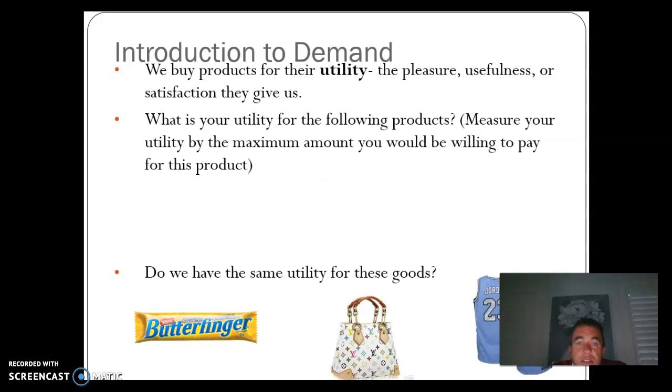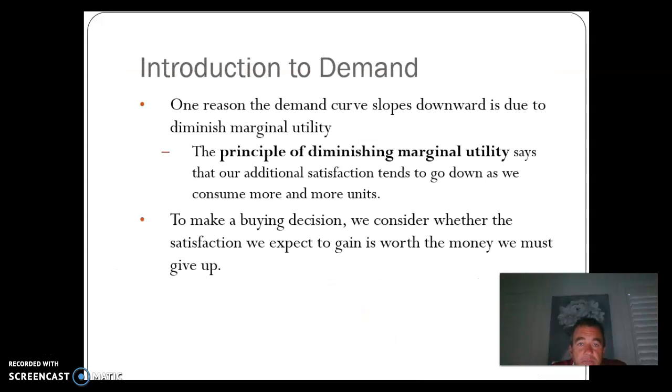We buy products for their utility, the pleasure, usefulness, or satisfaction they give us. What is your utility for the following products? Do you have the same utility for the same goods? No. When we look at utility, you'll notice that utility will change based on what people are willing to buy and how they like the product.